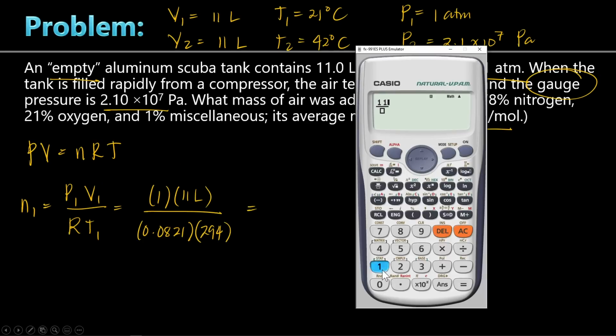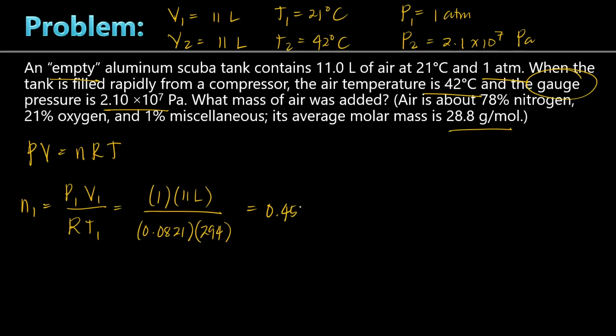Okay, solve natin yan sa calculator. Fraction sign, 11 divided by 0.0821 times 294 equals, okay, meron tayong 0.4557. Lagay natin to ha, save natin to sa A. Yan, kasi gagamitin natin siya later. 0.4557 moles. Okay, now let us solve for N2. For N2, that's P2 V2 divided by R times T2.